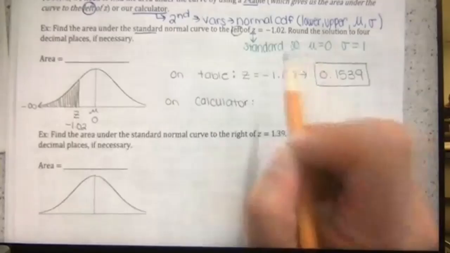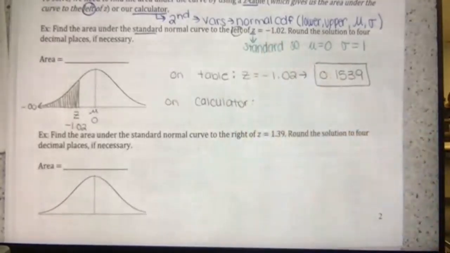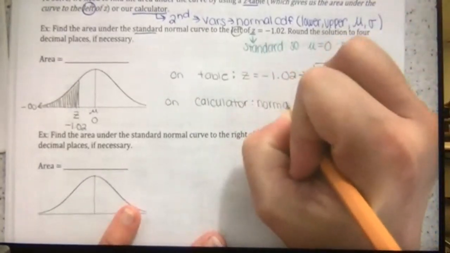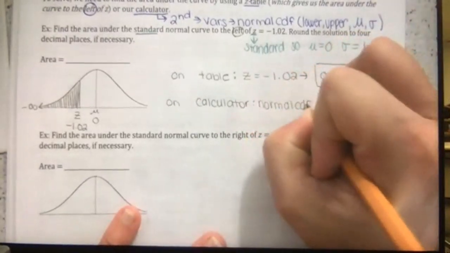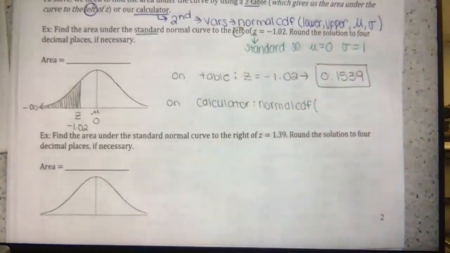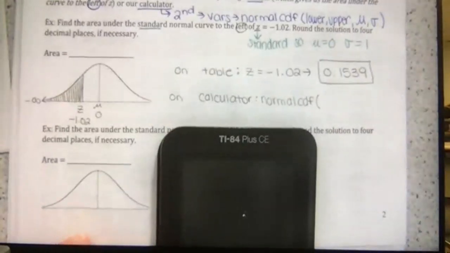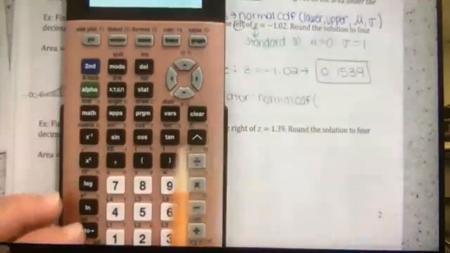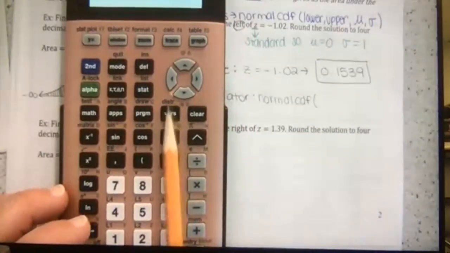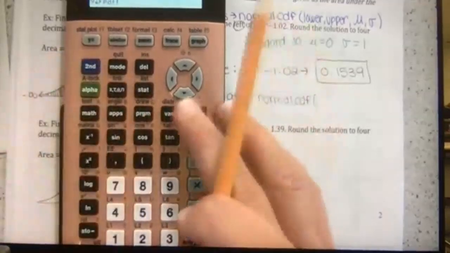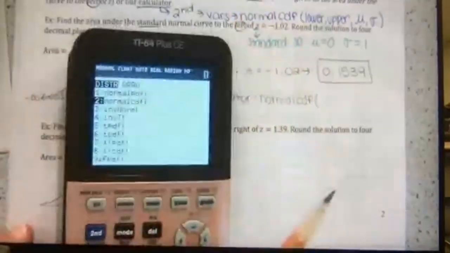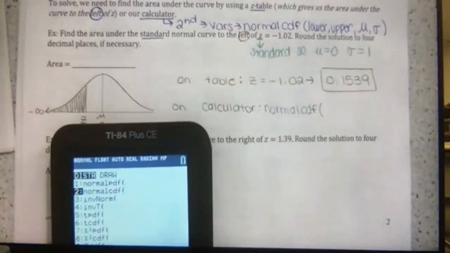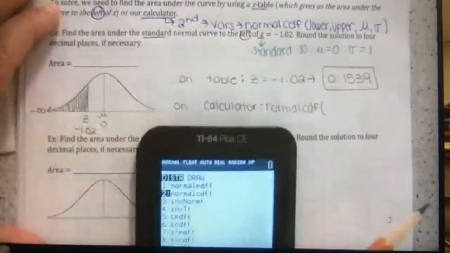All right, so we talked about it up here. We went second vars down to normal CDF. I'm just going to go ahead and write down what we're going to put in our calculator. So just to reiterate, I want my distribution. So distributions is right here above vars. So second vars, and then go down to number 2, which is normal CDF. We're talking about a normal continuous curve. So that's why it's normal CDF.